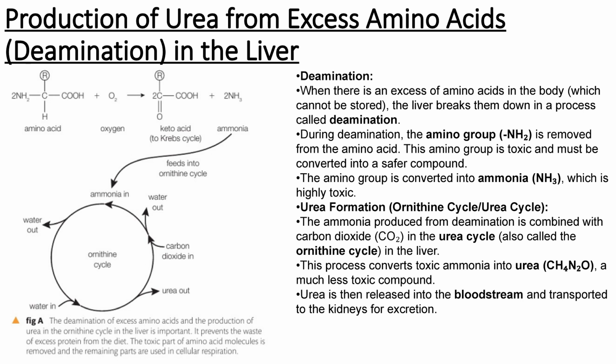This is step 3, excretion of urea. Urea is transported from the liver to the kidneys in the bloodstream. It is excreted from the body as part of urine.